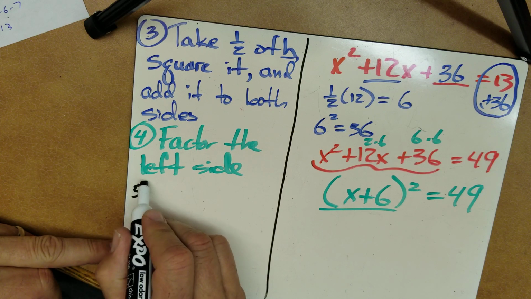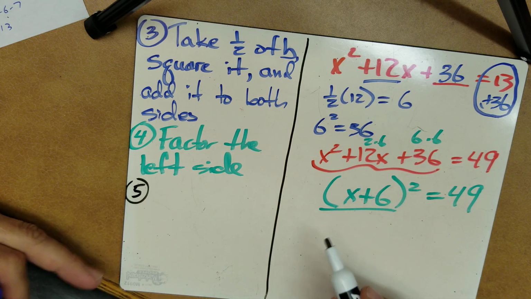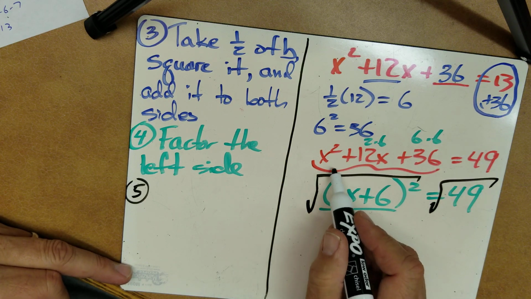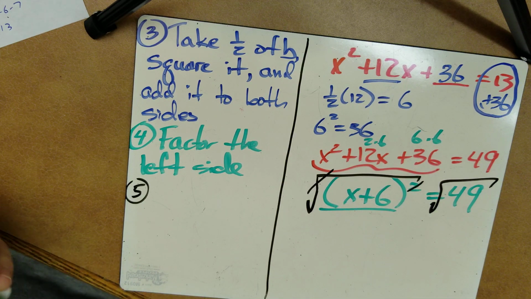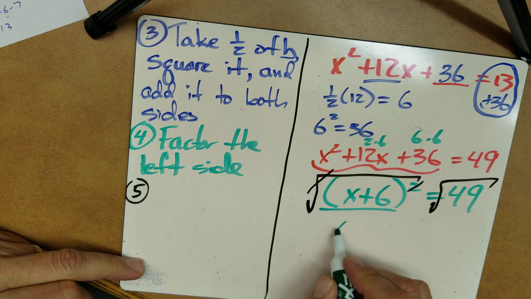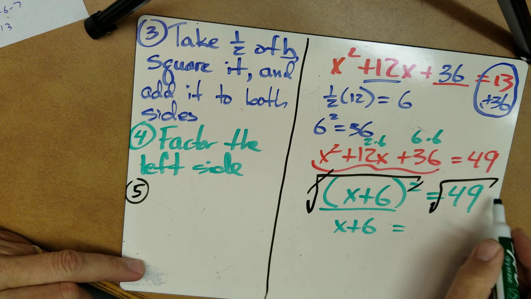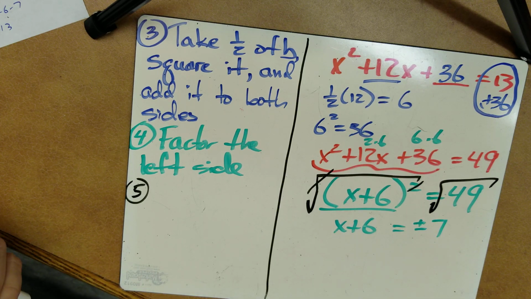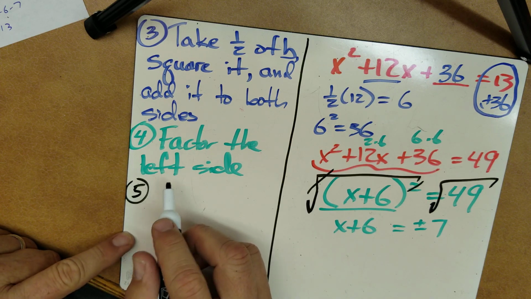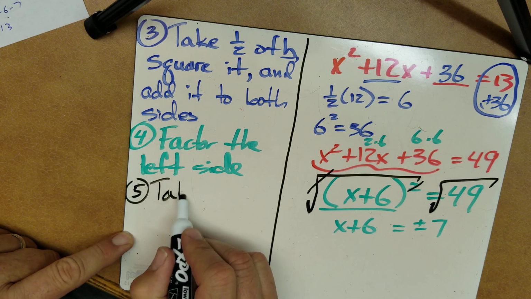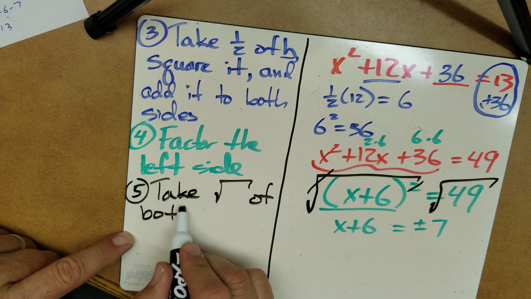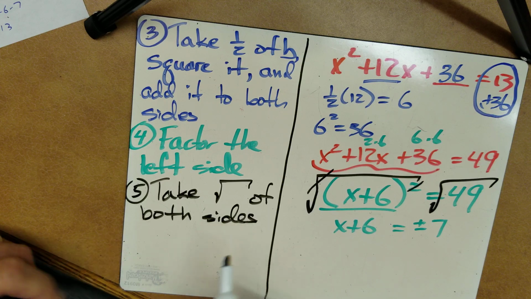Now it just becomes a square root equation. I just got to solve. I'm just going to take the square root of both sides like this. You know that will cancel that. That's going to make this really easy. And this will just be x plus 6. Of course, you know what the square root of 49 is. It's both plus and minus 7. So be careful there. So step 5 is just take the square root of both sides.